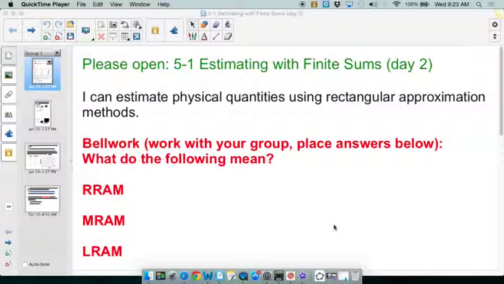Nobody will ever ask you to do a RAM. They'll ask you to do a blank. What is the acronym?